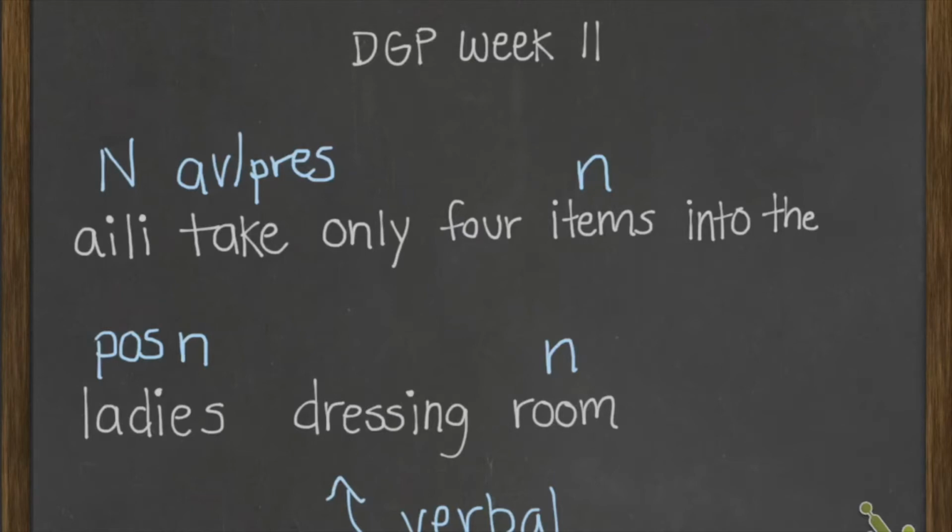I can get dressed. I can dress myself. That's a verb, an action verb, but it's not being used as an action verb here. What word is it modifying or describing? Oh, it's modifying the room. If it's describing a noun, then it's functioning as an adjective.